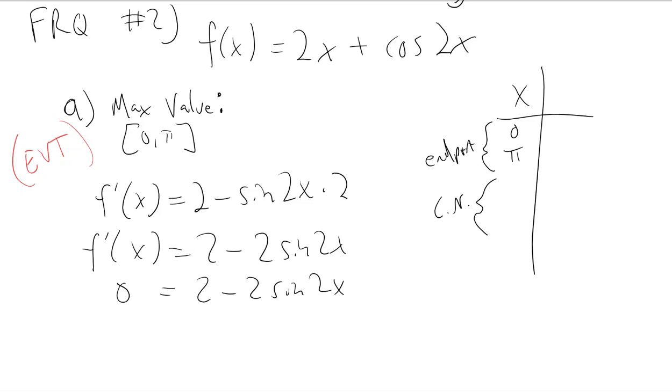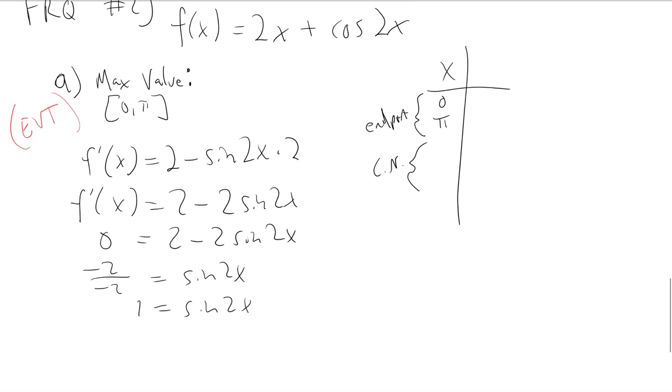Sine is never undefined. You think about going around the unit circle, sine always has a value. So setting this equal to 0 is sometimes worth a point. You get down to here, sine of 2x is 1. So we have to think of angles that we can multiply by 2, so that if we took the sine of them, we get 1.